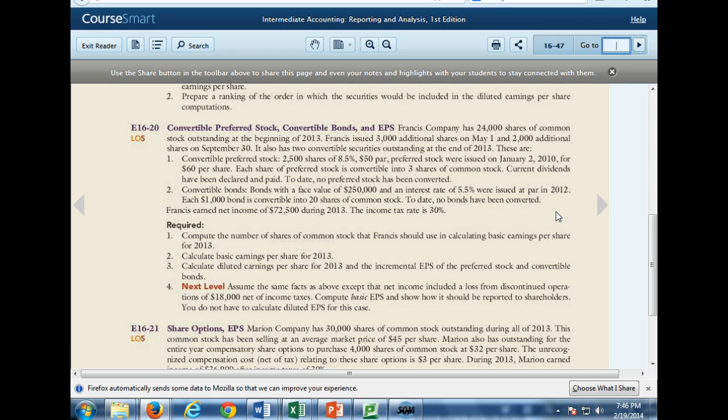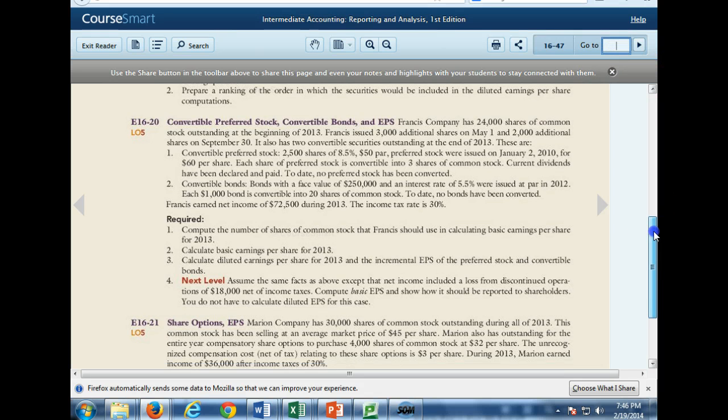Convertible bonds, bonds with a face value of $250,000 and an interest rate of 5.5% were issued at par in 2012. Each $1,000 bond is convertible into 20 shares of common stock. To date, no bonds have been converted. Francis earned net income of $72,000 during 2013. The income tax rate is 30%.